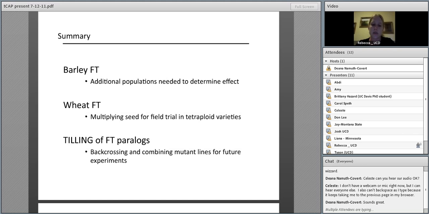And then in wheat FT, we need to continue multiplying seed for this upcoming field trial of the backcrosses of the dominant FT allele in tetraploid varieties. And then finally, in TILLING of the FT paralogs, we're currently in the stage of backcrossing and combining these mutants for future experiments. And then we will be doing populations of those as well to see what the effects are there.